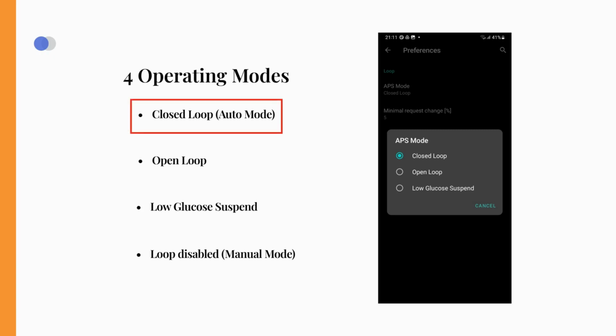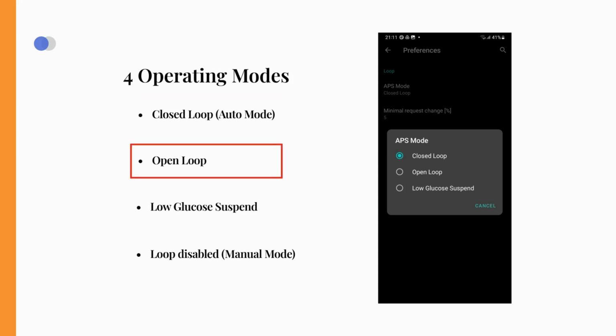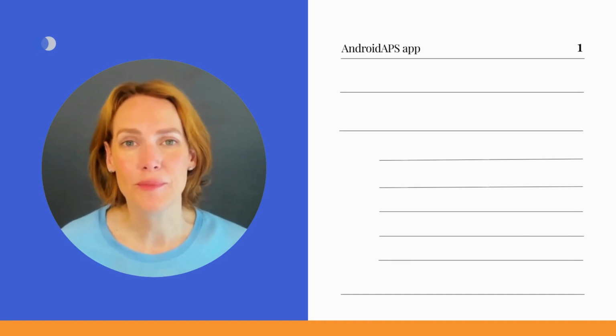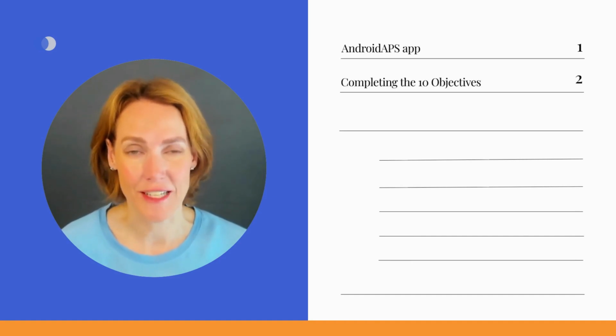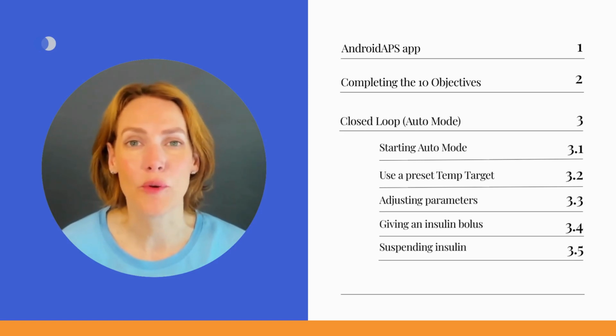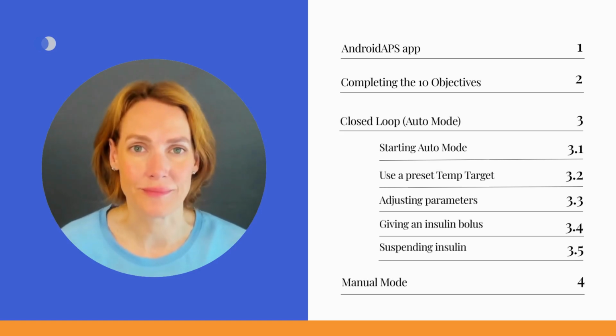In closed loop or auto mode, AndroidAPS automatically adjusts insulin delivery every 5 minutes based on real-time sensor glucose readings. In open loop, the suggestions for adjusting basal insulin have to be manually confirmed. In this video, we will delve into the functionality of the AndroidAPS app in general, how to complete the 10 objectives, and then explore how you can use the AndroidAPS app in both auto mode and manual mode.